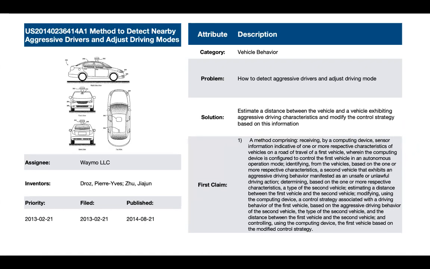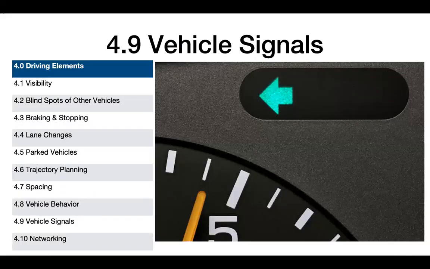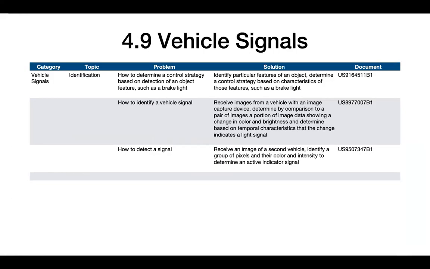Okay. Vehicle signals, a few here. How do I determine a control strategy based on detection of an object feature such as a brake light? I identify it, and I determine my control strategy based on characteristics of the brake light being on or off, or activated or not activated.